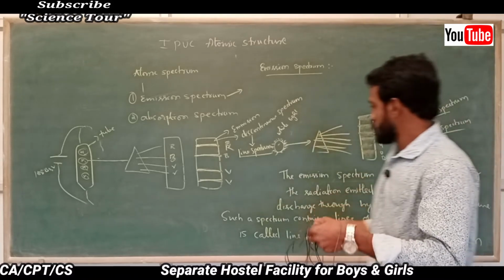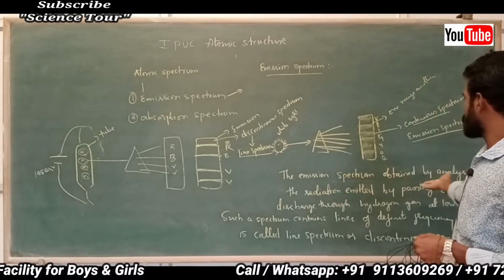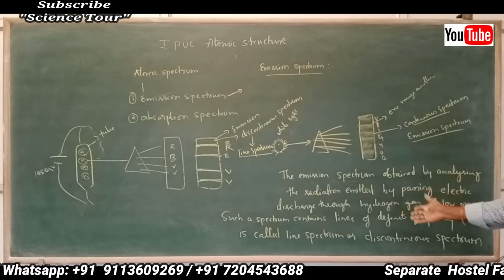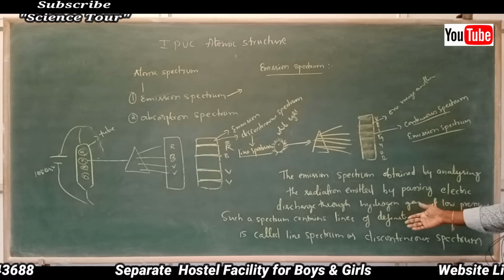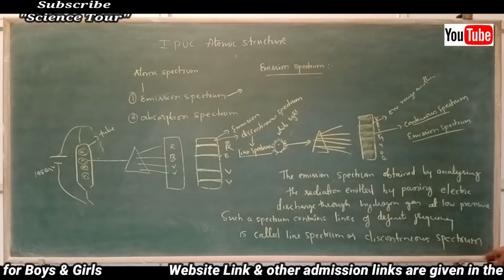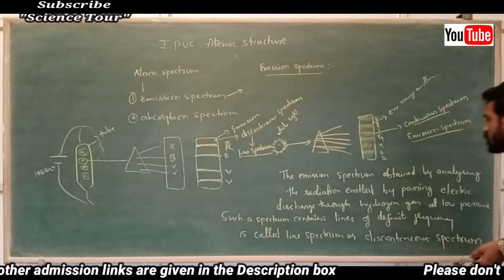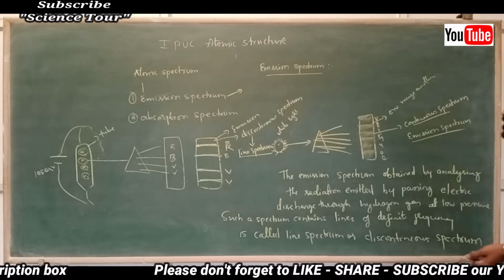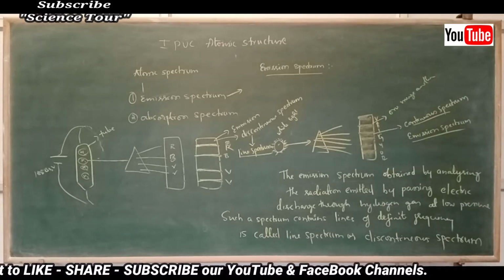Okay, my dear students, now you can go through this one, the definition. The emission spectrum obtained by analyzing the radiation emitted by passing electric discharge through hydrogen gas at low pressure. Such a spectrum contains lines of definite frequency, and it is called a line spectrum, or discontinuous spectrum. Understood?